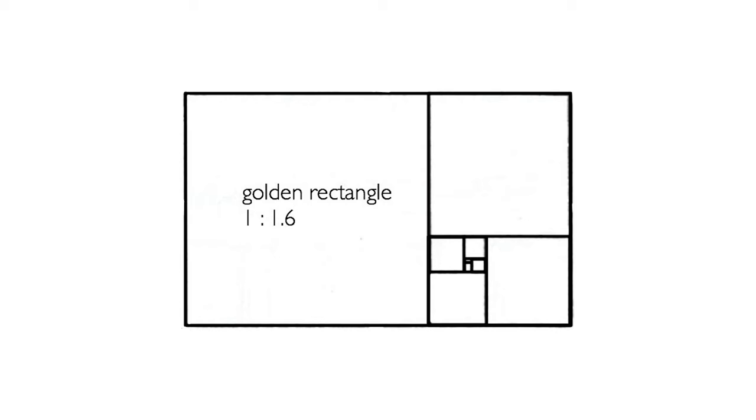In mathematics, two quantities are in golden ratio if the ratio of the smaller quantity to the larger is the same as the ratio of their sum to the larger of the two quantities. That is, the ratio of the larger part to the smaller is the same as the larger and the smaller together to the larger. This is illustrated nicely in the golden rectangle.